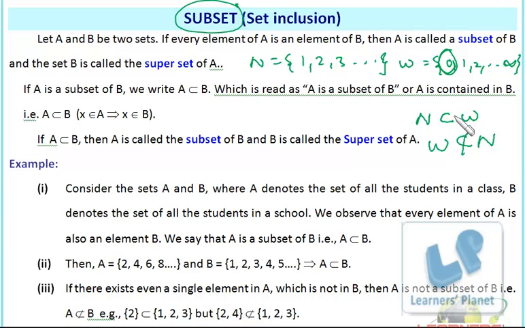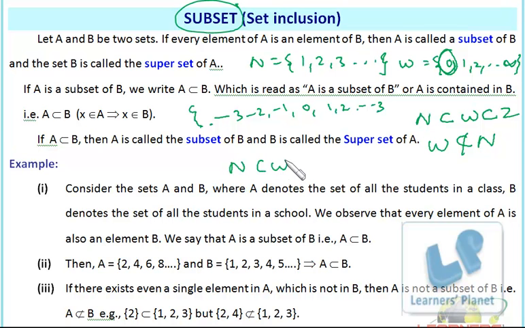Similarly N is a subset of W and W is a subset of Z. In Z what we have? The negative numbers -3, -2, -1, 0, 1, 2, 3. Okay, we have 0 also, we have positive numbers also, right? So Z is the superset of W and N, both of them. And if we move ahead, Z will be a subset of rational numbers, that is Q, and Q will be a subset of real numbers, that is R, right?